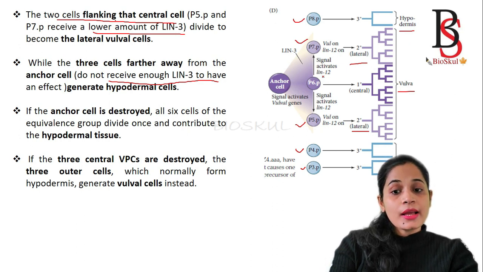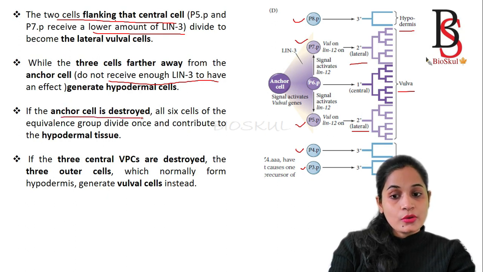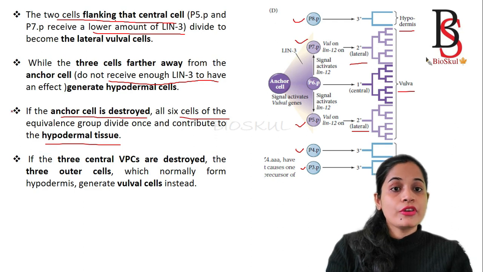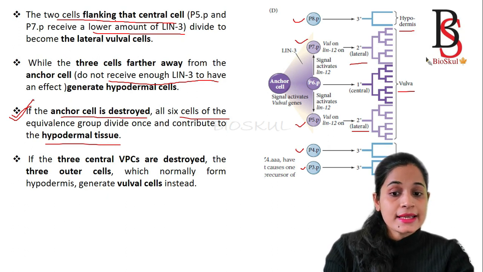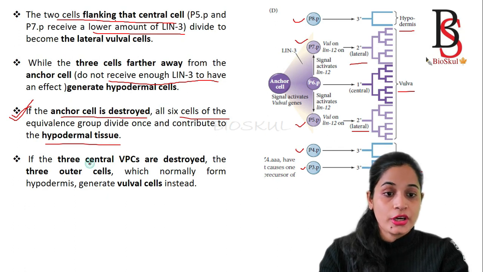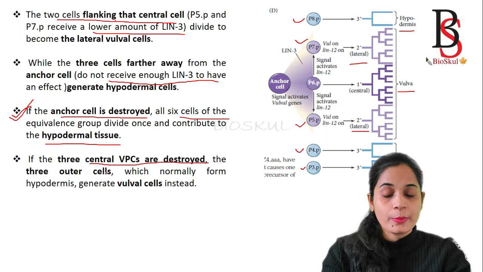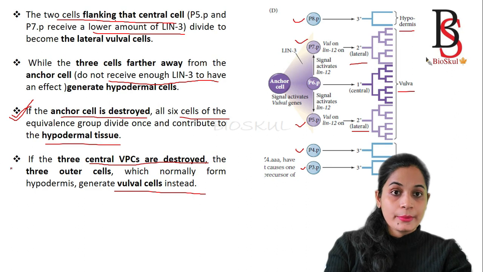Okay, so if the anchor cell is destroyed, what will happen? All 6 cells of the equivalence group will form the hypodermal tissue. This is very important. If the anchor cell is destroyed, there will be no formation of the vulva. It will form only the hypodermal tissue. But if the 3 central vulval precursor cells are destroyed, then the outer cells which normally form the hypodermis would generate the vulval cells. These 2 points are important.